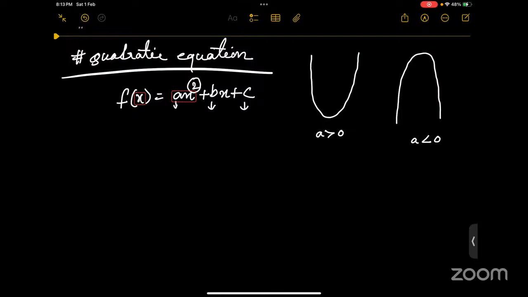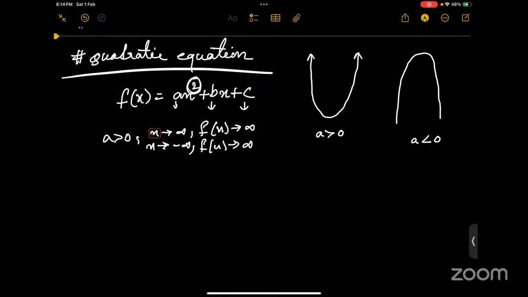So if A is greater than 0, if I tend x to infinity, we will get f(x) tending to infinity. Also, if x tends to minus infinity, because of the square power, we will get f(x) tending to positive infinity, right? If A is positive, that means both ends will be going in the upward direction. So for this reason, we get a parabola in the upward direction.